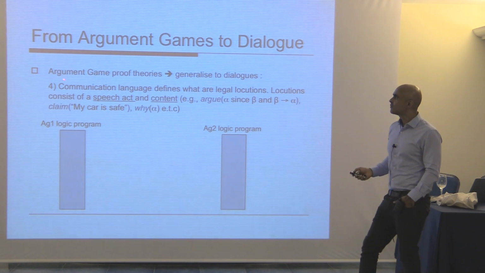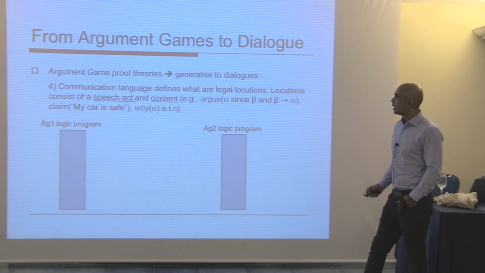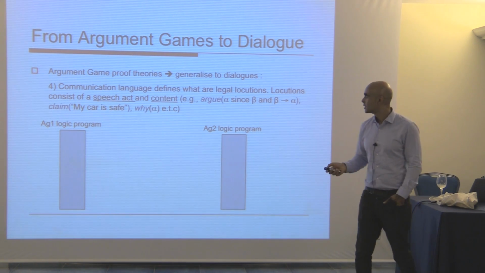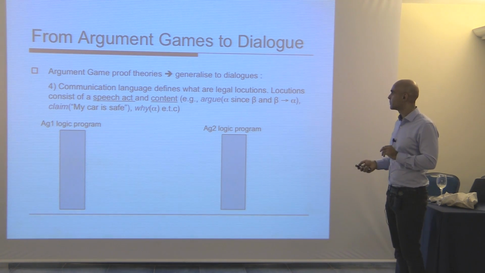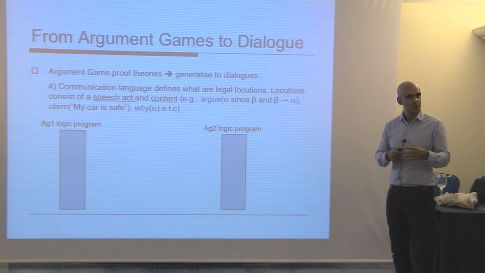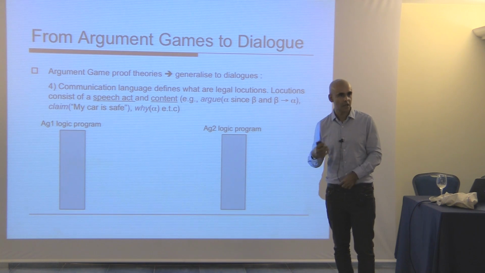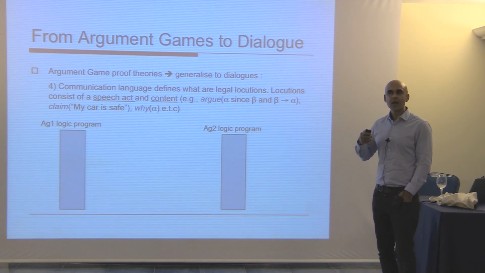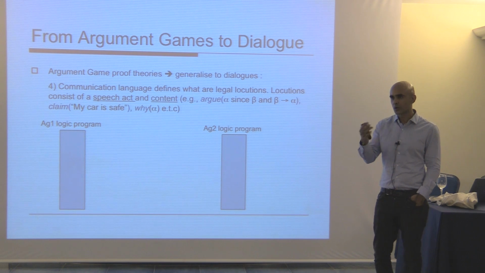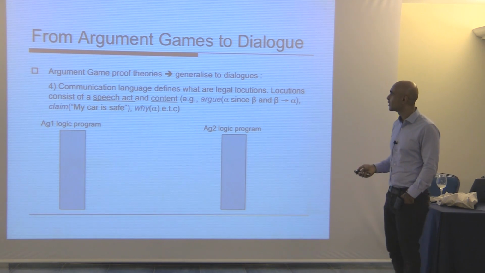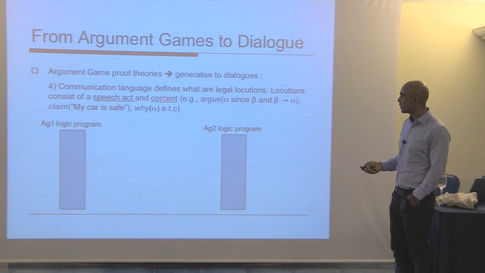so in generalizing argument games to dialogue, we define a communication language which maps out the space of legal locutions, consisting of a speech act. And so here we get relationships with speech act theory and the usual FIPA agent communication languages. The argumentation community has used FIPA-type protocols for communication to develop locutions that can be used in argumentation-based dialogues. So we have different kinds of speech acts, such as argue, claim, why, and then the content of the locution. Speech act plus content equals locution.